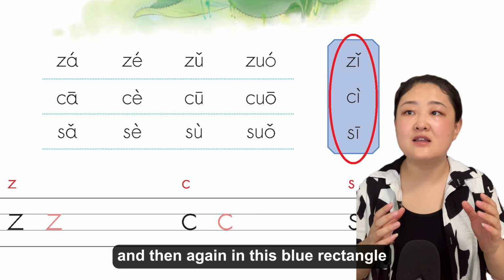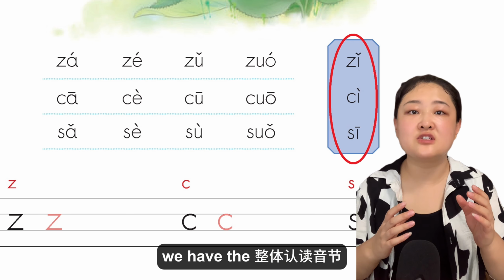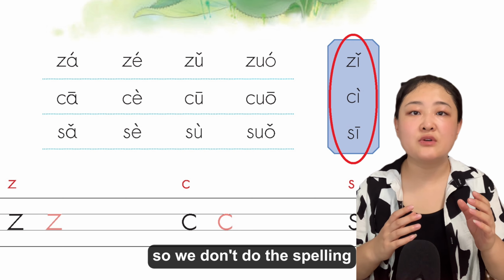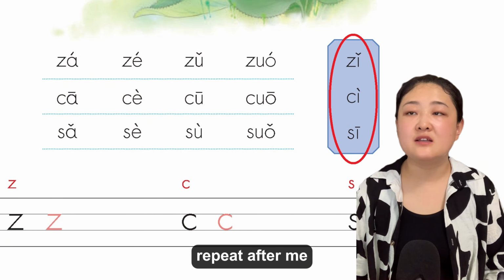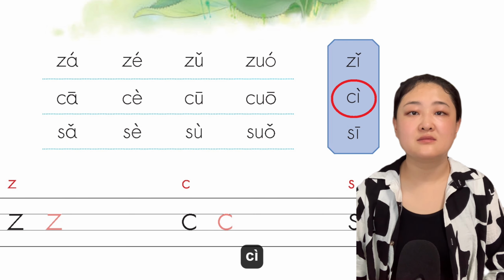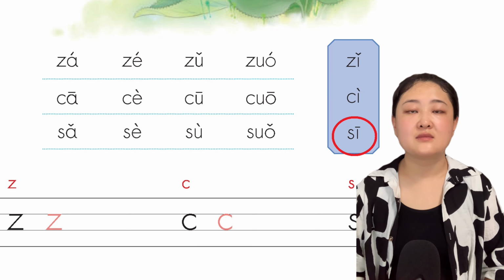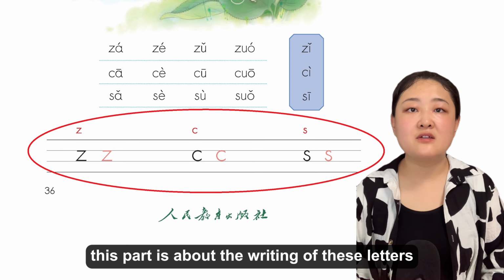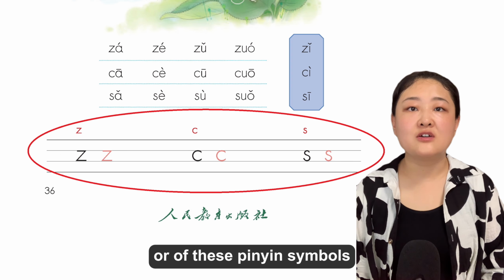And then again, in this blue rectangle, we have the 整体认读音节, so we don't do the spelling. Repeat after me. 子 子 次 次 丝 丝 Alright, this part is about the writing of these letters or of these pinyin symbols.